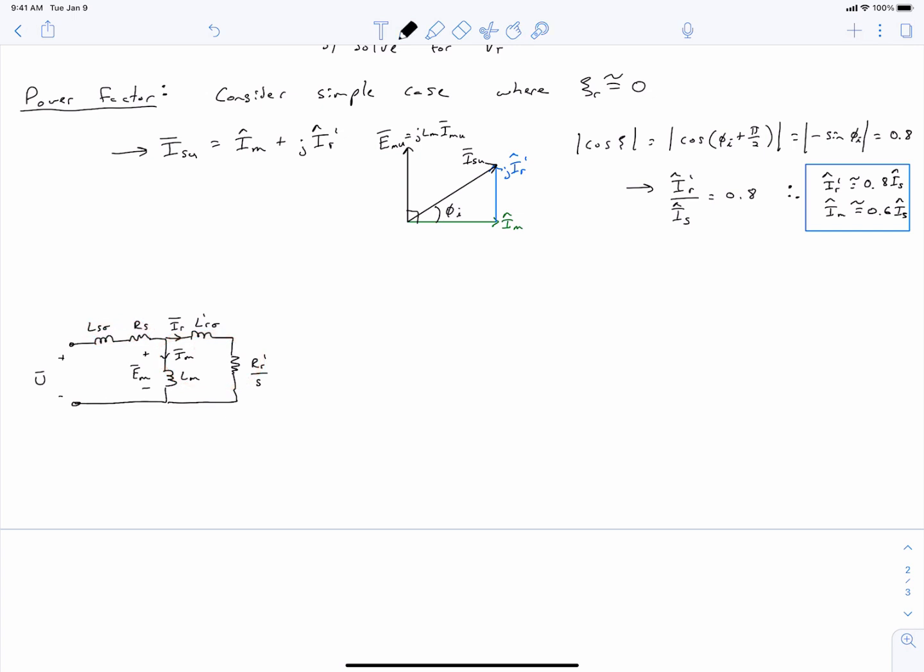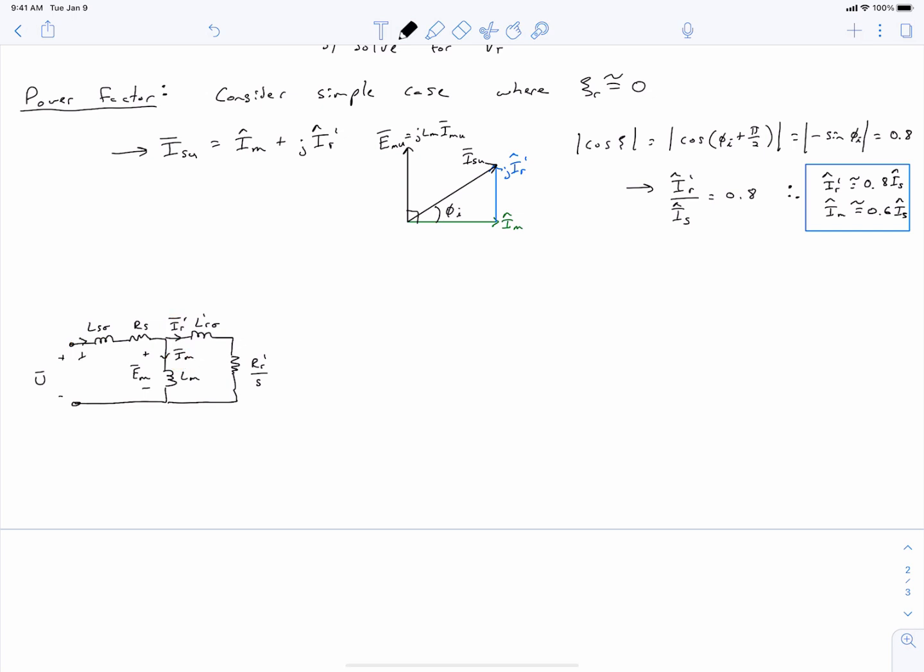The reason that we're doing that is because we want to relate the power factor of the machine to our rotor current referred to the stator. We want to end up figuring out, if I know that my power factor of the machine has a certain value, how do I expect my magnetizing current and my rotor current to distribute themselves for the total terminal current going into my machine?